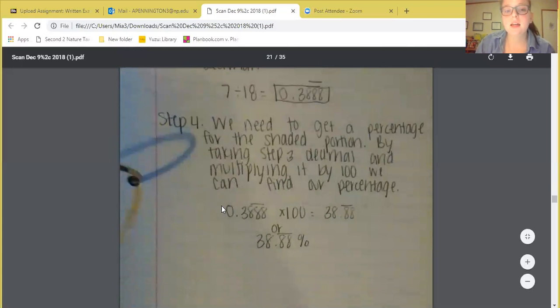So we take that 0.3888 that's never ending and times it by 100. And that gives us 38.88, with that line over the 8s again because it's never ending. And that gives us our percentage of 38.88%.